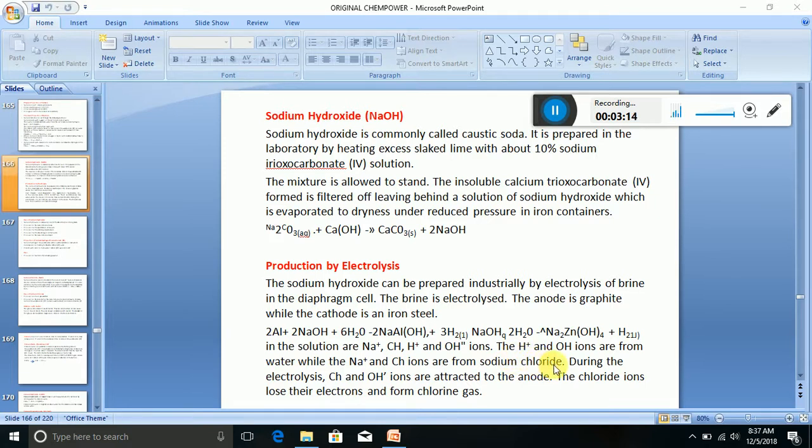The hydrogen and hydroxide ions are from water, while the sodium and chloride ions are from sodium chloride. During the electrolysis, the chloride and hydroxide ions are attracted to the anode. The chloride ions lose their electrons and form chlorine gas.